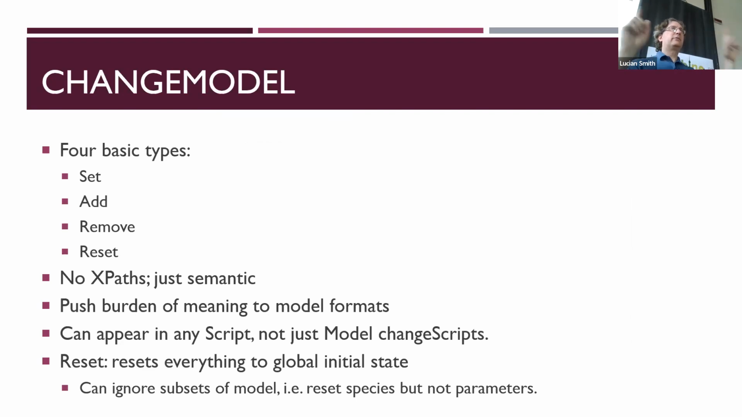We've mentioned this a little bit. For changing a model, there are four basic things you can do. You can set something, add something, remove something, and reset it. And resetting probably means you can reset things to undo the adds and removes as well. I wanted to get away from this XML-centric way of doing things, so there are no XPaths, it's just semantic. If you want to delete S1, you say quote S1, and your interpreter is supposed to understand what that means.